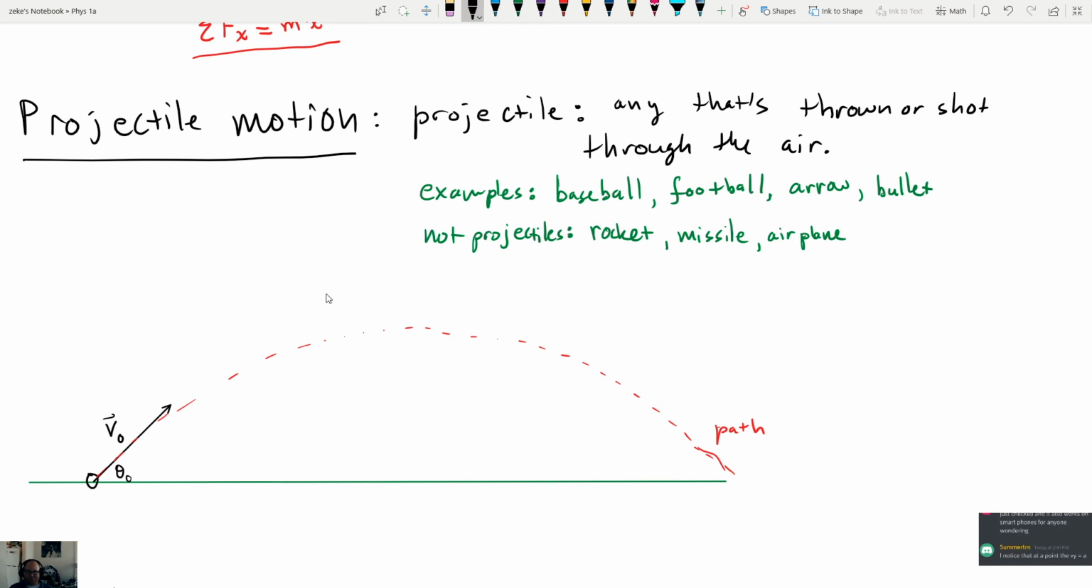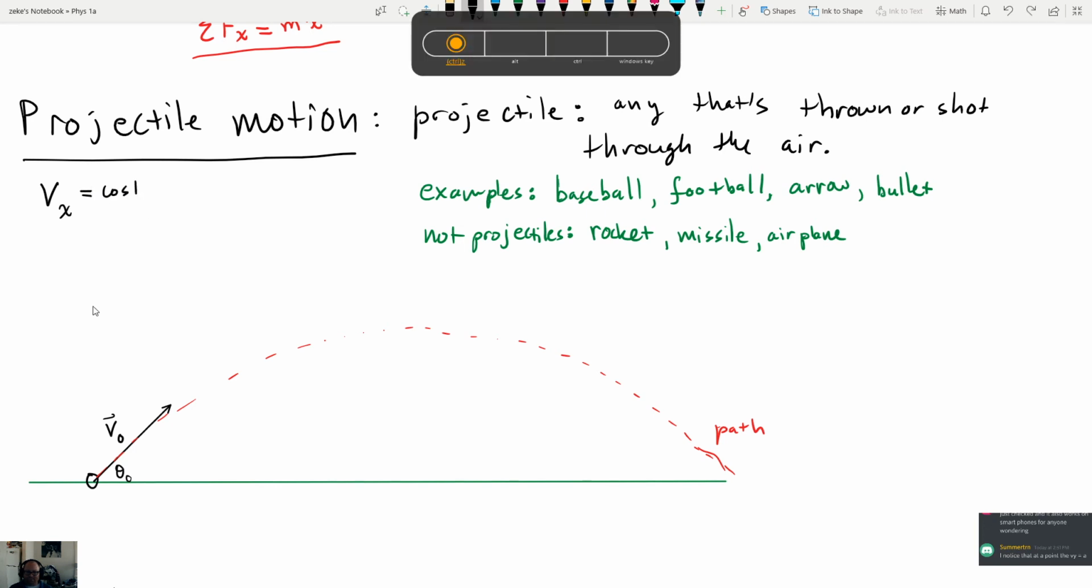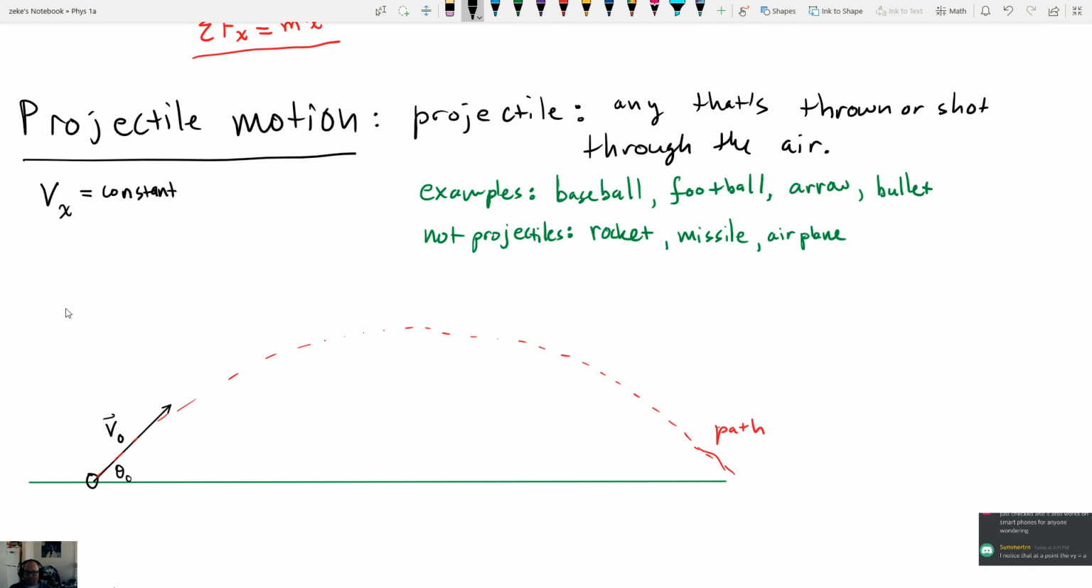Some things that we know about this system is that the x-coordinate of the velocity is a constant. We also know that the y-coordinate of the acceleration is a constant. I'm going to say that it's equal to negative g, okay? Where when I say g, I basically just mean that g is going to be equal to 9.8.